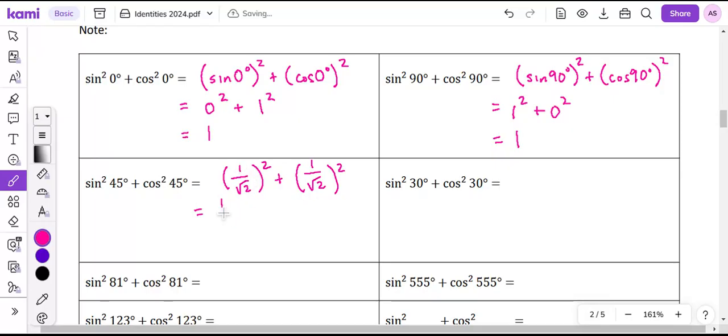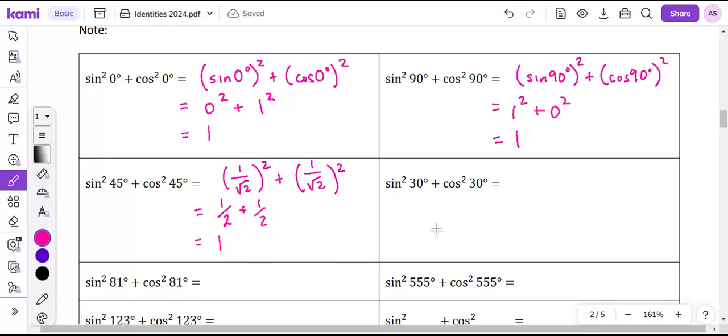1 squared is 1. The root of 2 squared is just 2. And then we also have another 1 over root 2 squared. That gives us 1 over 2. Last time I checked, what's a half plus a half? It's just 1. This also is equal to 1. This is fascinating. We're getting 1 no matter what angle we use.